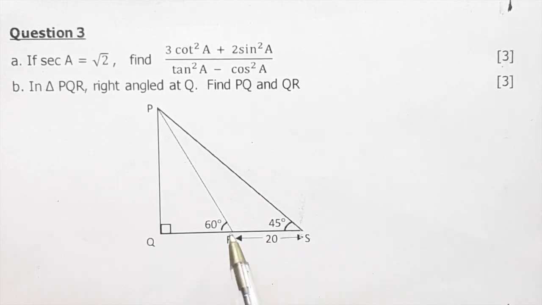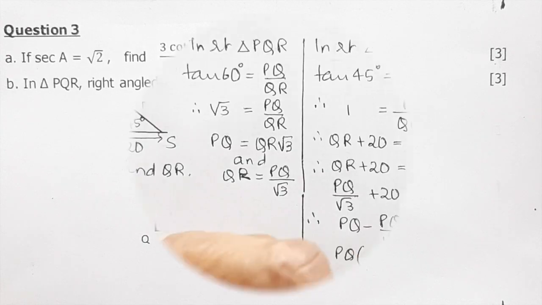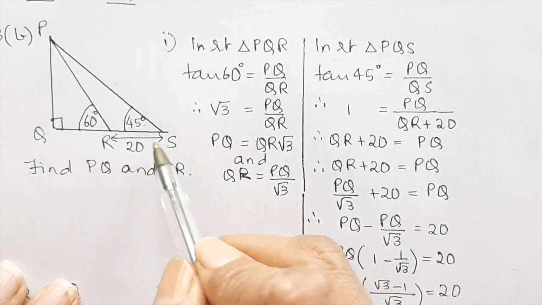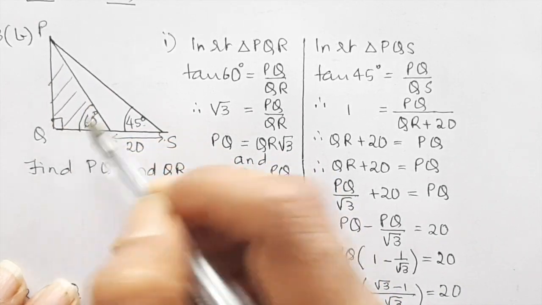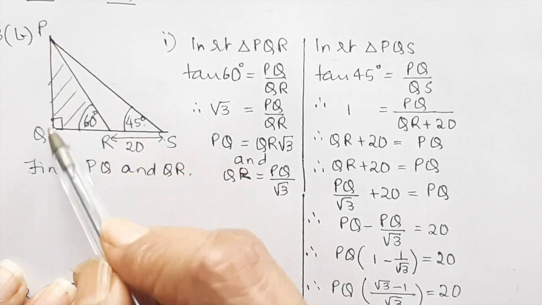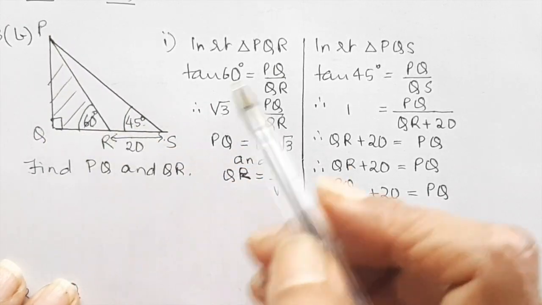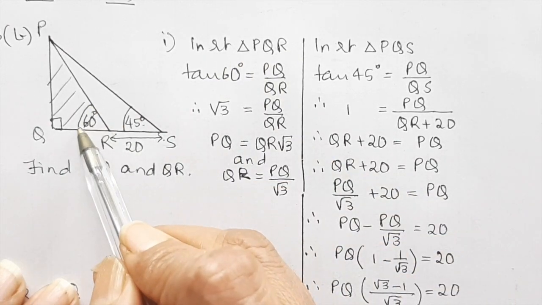This angle is 45 degrees, this is 60 degrees. So we copy the diagram and write all the data, and then let's see how we proceed. In our diagram, we have written the angles, we've written this as 20, and you will see we have one small right triangle and one big one. The small one is triangle PQR. So in right triangle PQR, this is 60 degrees.